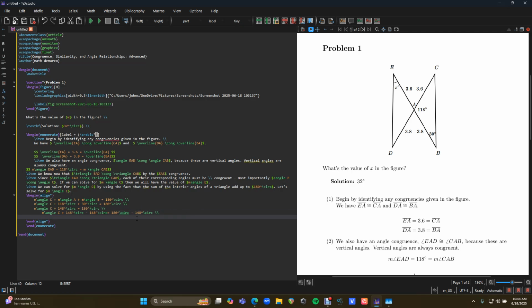Let's back that up, it's bothering me. Okay, so we have that, we have that, we have that. Those cancel, so we have left the measure of angle C is equal to 180 minus 148, so that's 32°. And that's all we need now. We just need the ands and the equal signs.